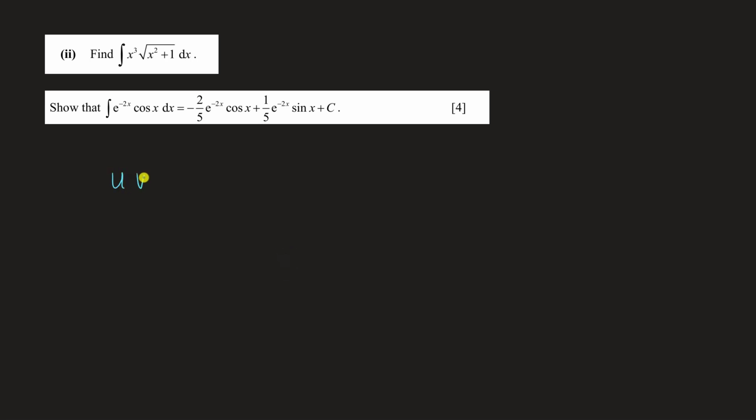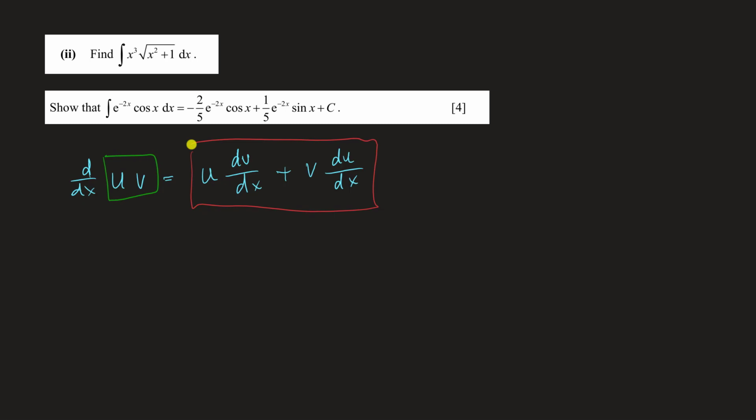For example, you have two items, u and v. I want you to differentiate this with respect to x. How would you do it? You will hold u, differentiate v with respect to x, which is dv dx, right? Plus, hold this guy, differentiate this guy, right? You will get this. Now think of it this way. If you differentiate this, you get this. Meaning you differentiate green, you get red. What does that mean if you integrate red? If you integrate red, you should get back green.